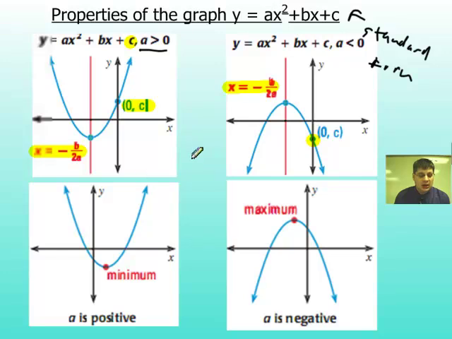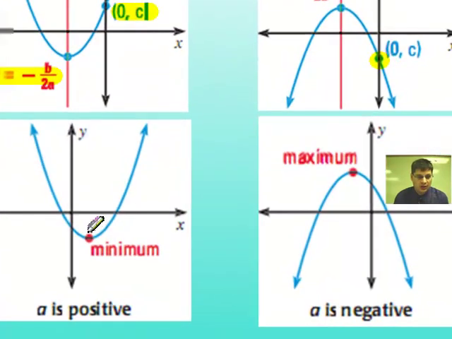It's a negative number. Now, if it opens up, the vertex is regarded as a minimum, and this is when a is positive. If it opens down, our vertex is regarded as a maximum, and this is the case when a is negative. So you'll be asked to identify from an equation what type of vertex it is. Is it a minimum or is it a maximum?